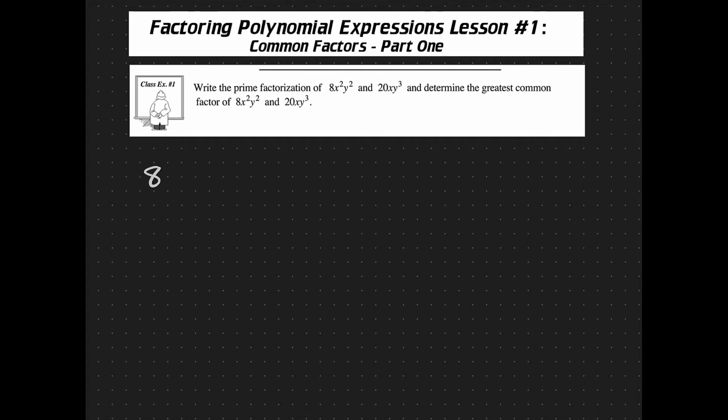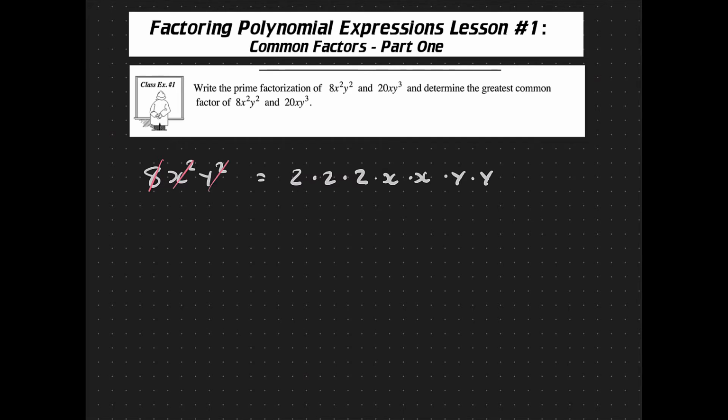We have 8x squared y squared, and if we break the numerical value down first, 8 breaks down into 2 times 2 times 2, which is 8. So I have completed breaking that one down using prime factorization. And then the x squared is going to break down into x times x, and the y squared into y times y, and we've now separated all those into their lowest possible form.